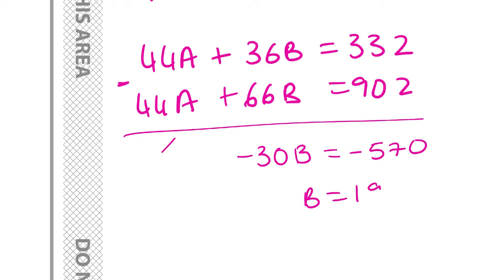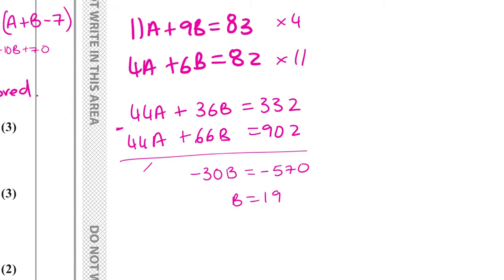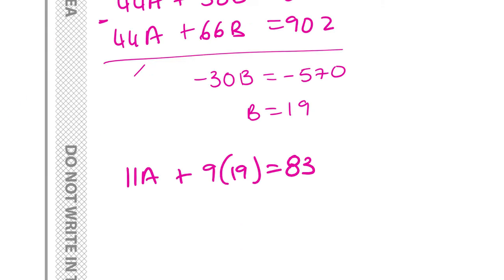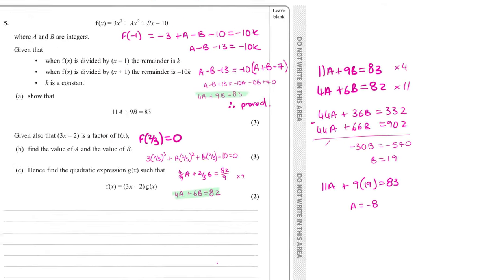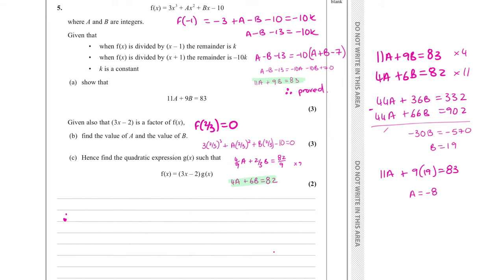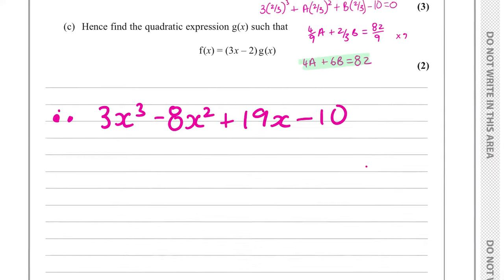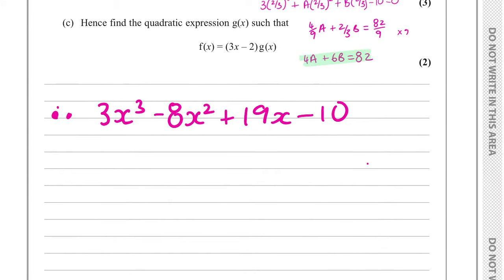So what does b equal? 19. Substitute into any. So 11a plus 9 lots of 19 equals 83. a is going to equal negative 8. Are we happy with that? So now we know that means we have 3x cubed minus 8x squared plus 19x minus 10. This is what g of x equals. Now what does it want us to do? We've got to factorize it. So what are we going to use? I'm a silly Billy. So 3x minus 2.